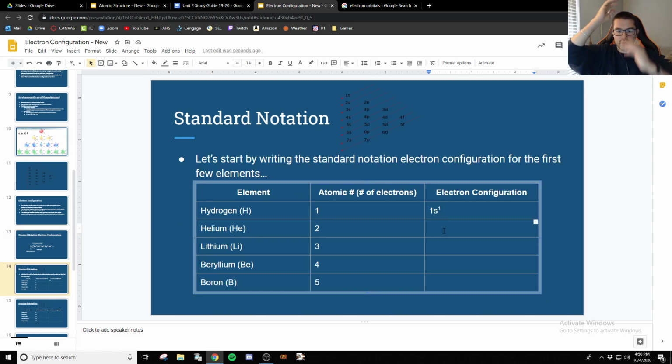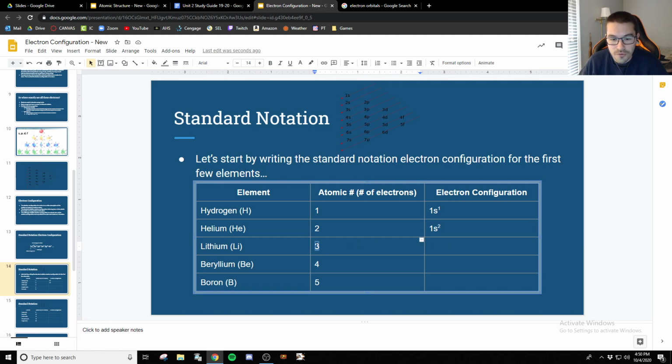Okay, some of you at home might be thinking, wow, this does not seem that hard. Well, let's see. Helium, 2 electrons. The electron configuration for helium would be 1s2. Okay, because I've got 2 electrons. And both of those electrons can fit inside of the 1s orbital, right? S orbitals can hold up to 2 electrons.